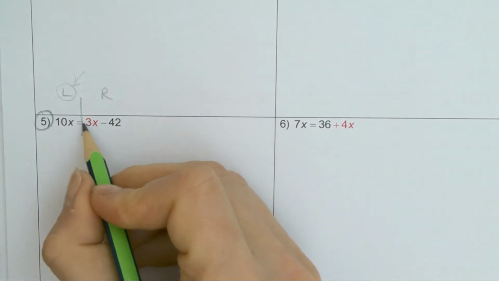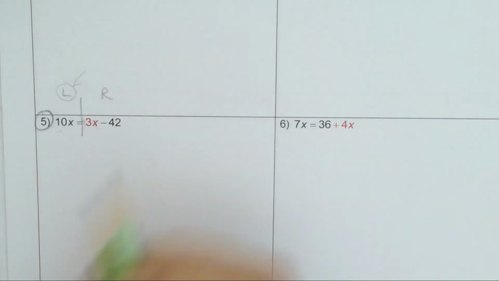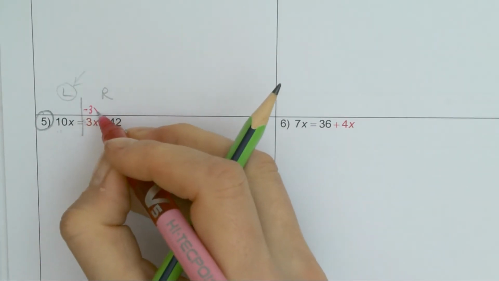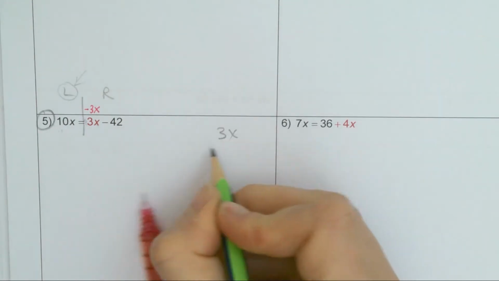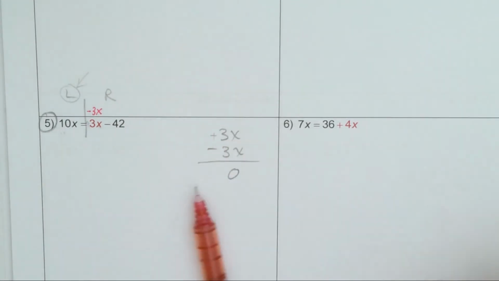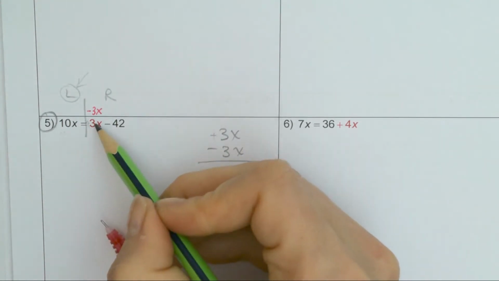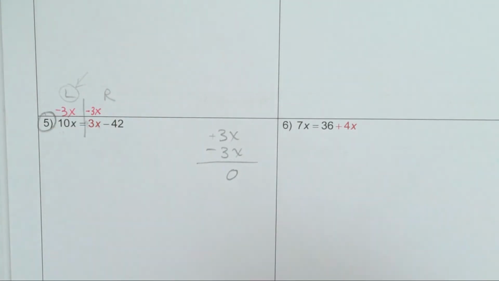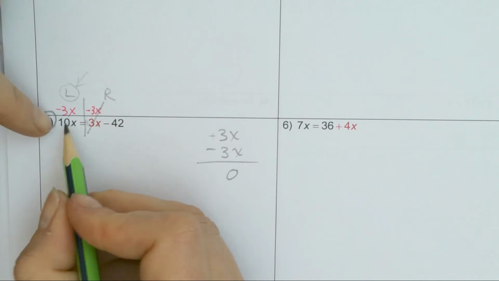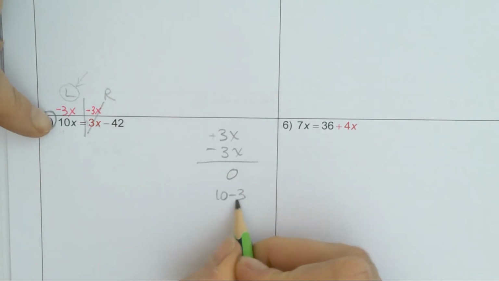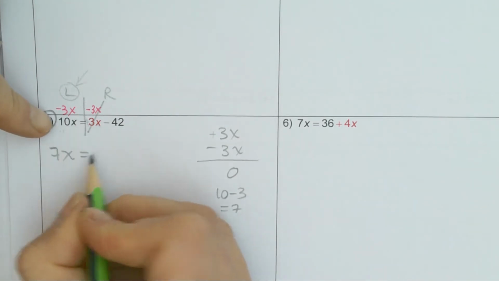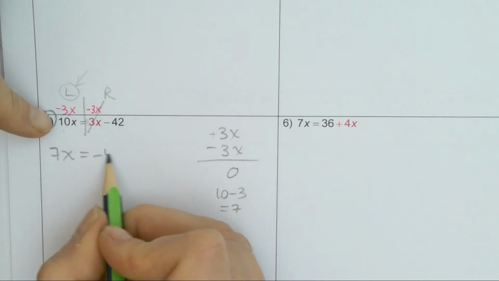If I look, there's nothing in front of him, so he's a positive 3x. What's the opposite of positive 3x? The opposite is negative 3x. So what is 3x minus 3x? 0, right? That gets rid of the 3x, but if I minus 3x here, I have to minus 3x there. Then I have 10x subtract 3x. 10 subtract 3 equals 7. So I really have 7 x's on this side, and negative 42 on that side.